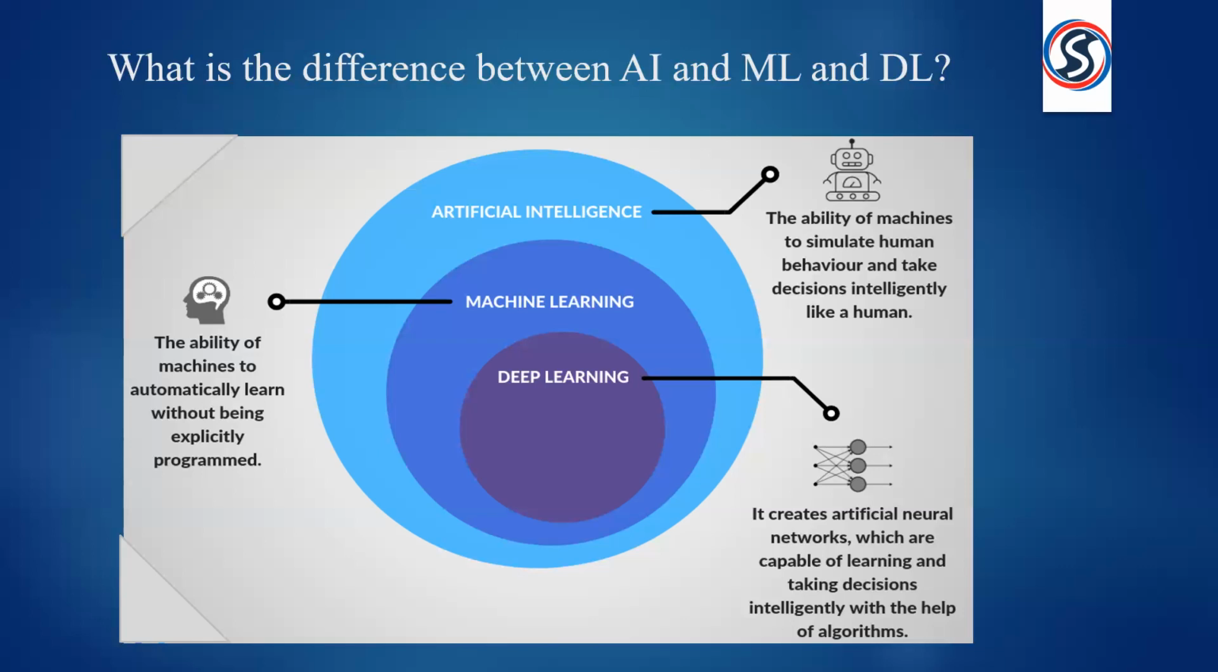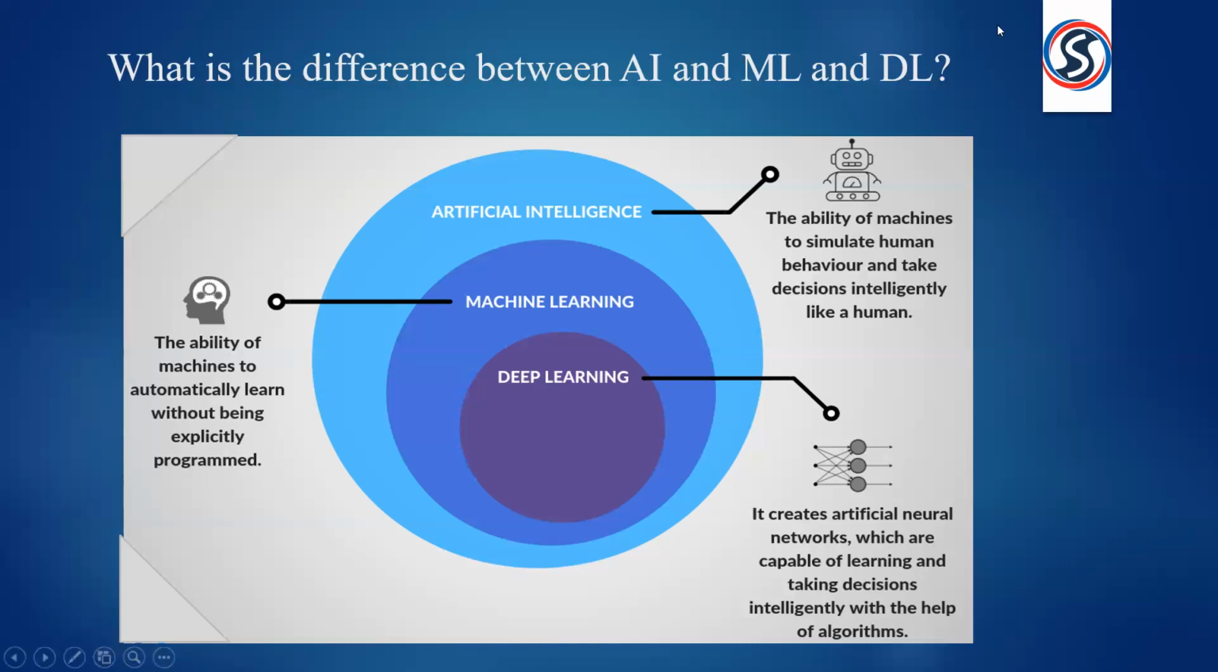Now, in the case of deep learning, what happens? It creates artificial neural networks. Like we have neurons in our brain, the structure of these artificial neural networks is completely inspired by the human nervous system. They are capable of learning and taking decisions intelligently with the help of algorithms. Here also we have some algorithms that we have to pass.